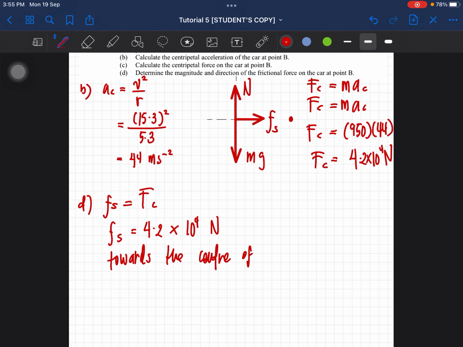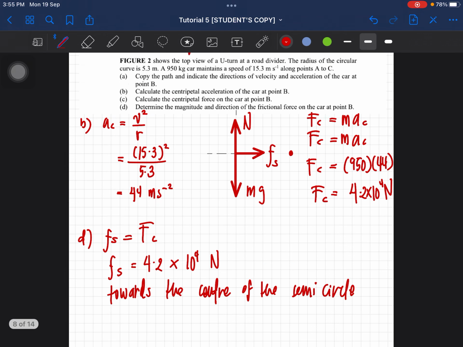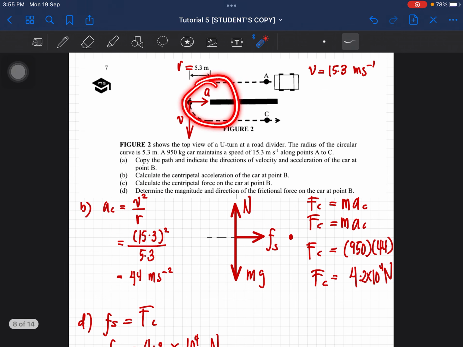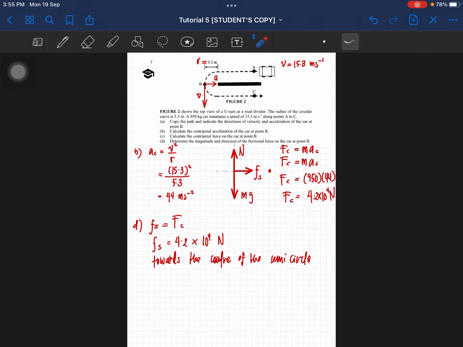of the semicircle. Why semicircle? Because at point B it is not a full circle, it is only a semicircle. Alright, so that is the solution for question number 7.